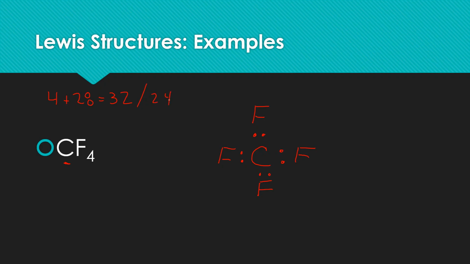Every single one of those dots represents a valence electron. So now I'm going to take the remaining electrons I have and fill up the substituents, the ones on the outside, to get up to 8. Let's start at the top. 1, 2, 3, 4, 5, 6. Now that's full, right? It's got 8 around it. 1, 2, 3, 4, 5, 6. Now that's got 8 around it.